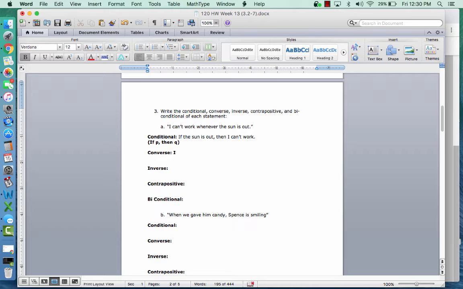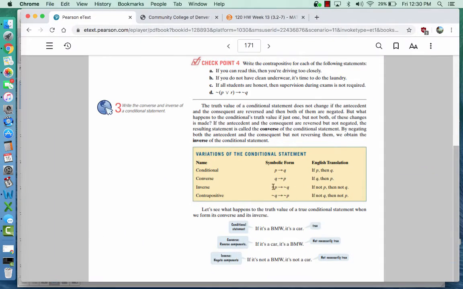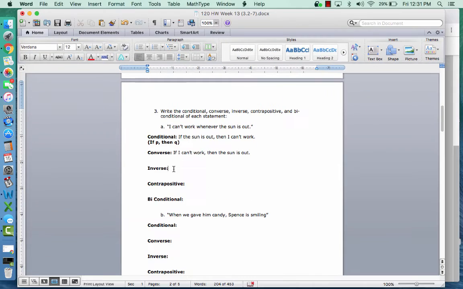So then this would be: if I can't work, then the sun is out. The inverse is if not P, then not Q. So you just negate both the P and the Q, but keep the same order. So this one's going to be if the sun is not out, then I can work. So I just negated both of the original things from the conditional.